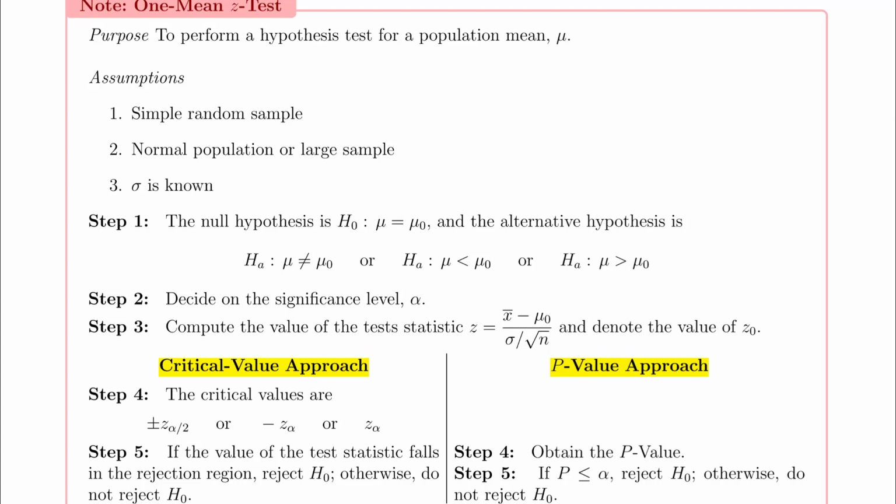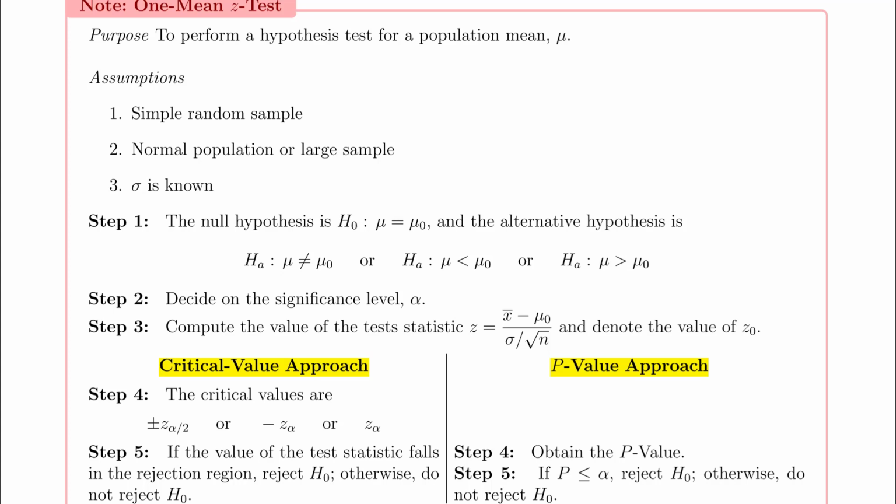So the first step is to generate the null and alternative hypotheses for the test. The null hypothesis is whatever the claim is that the average is for the population. Then you have three options for the alternative hypothesis. The first one being the two-tailed test, which is not equal to. The second one being the left-tailed test, which is less than. And then the third one is the right-tailed test, where you have greater than.